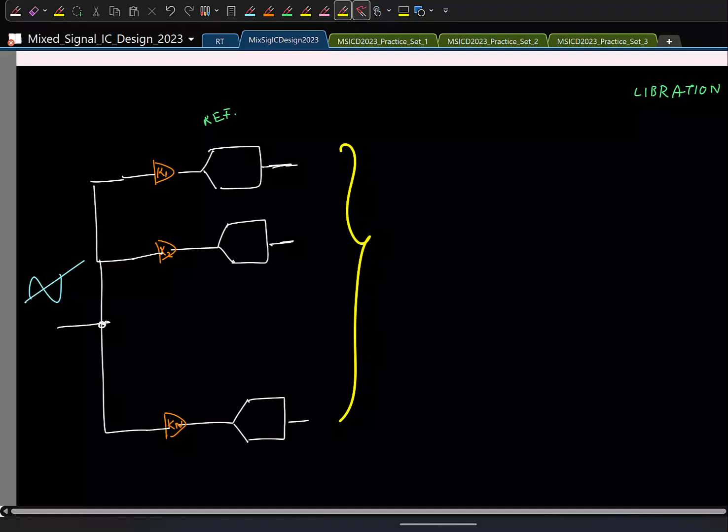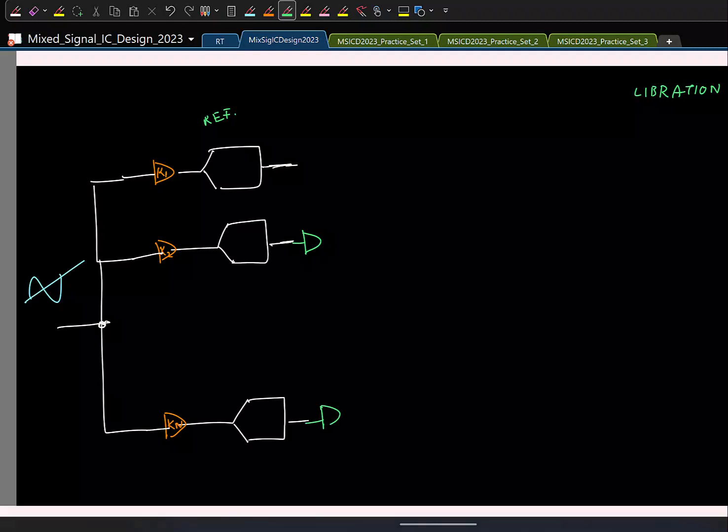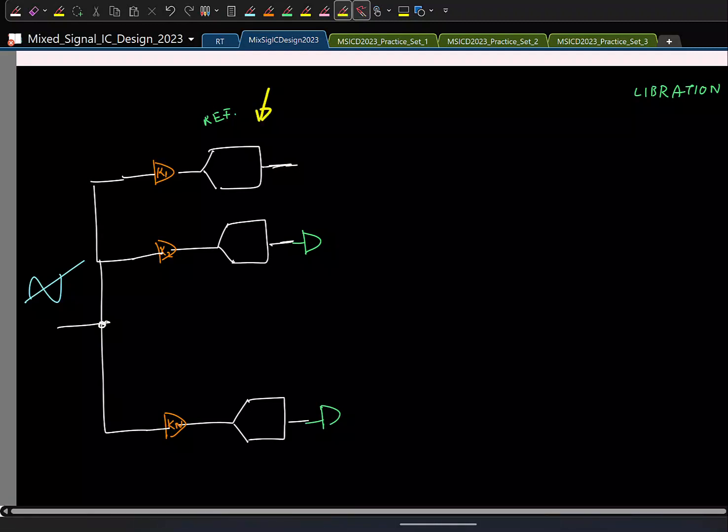We can put a digital gain in each of these channels. You can take one of these as a reference channel and change the scaling factor here using some kind of an optimizer, some kind of algorithm, that will make sure the gains in each of these branches are the same. Again, here we will resort to digital calibration.